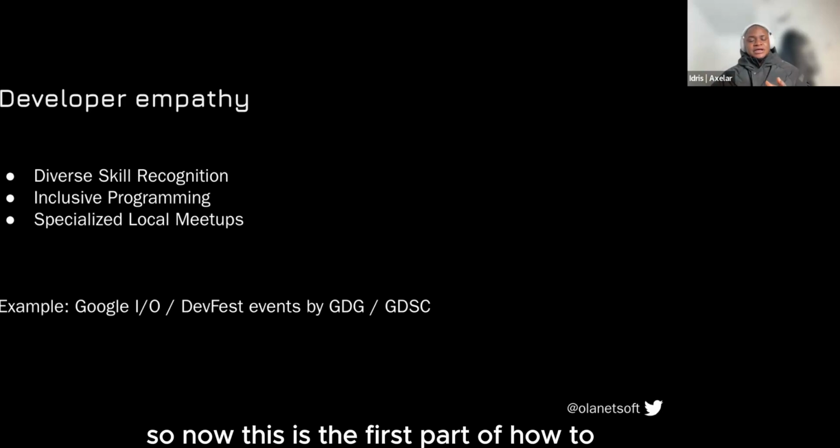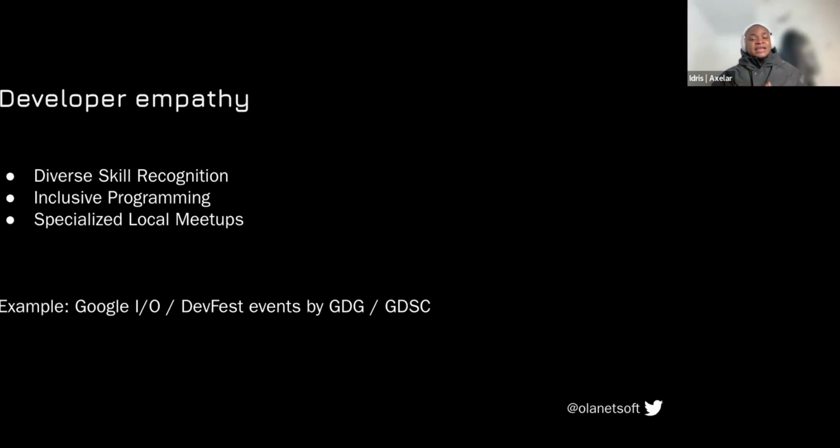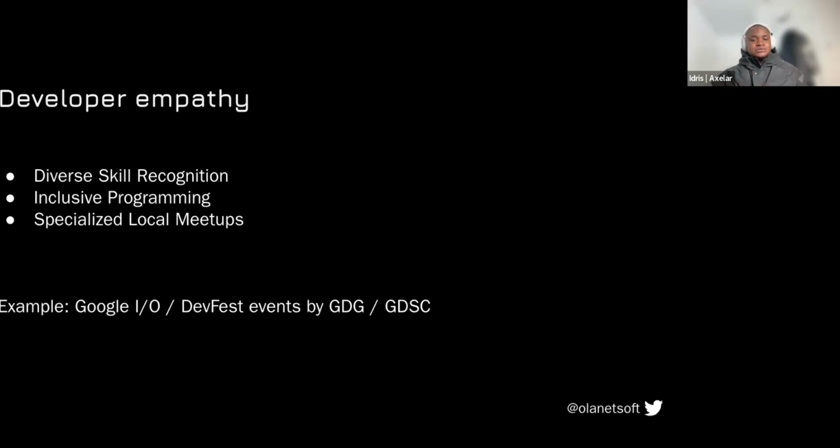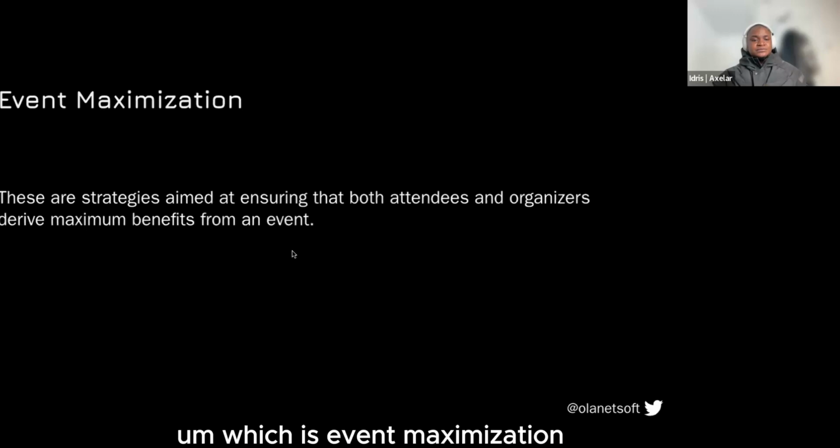So now, this is the first part of how to engage developers effectively. Let's take a look at the second one, which is event maximization. Event maximization is pretty straightforward, like the name implies. But these are strategies.